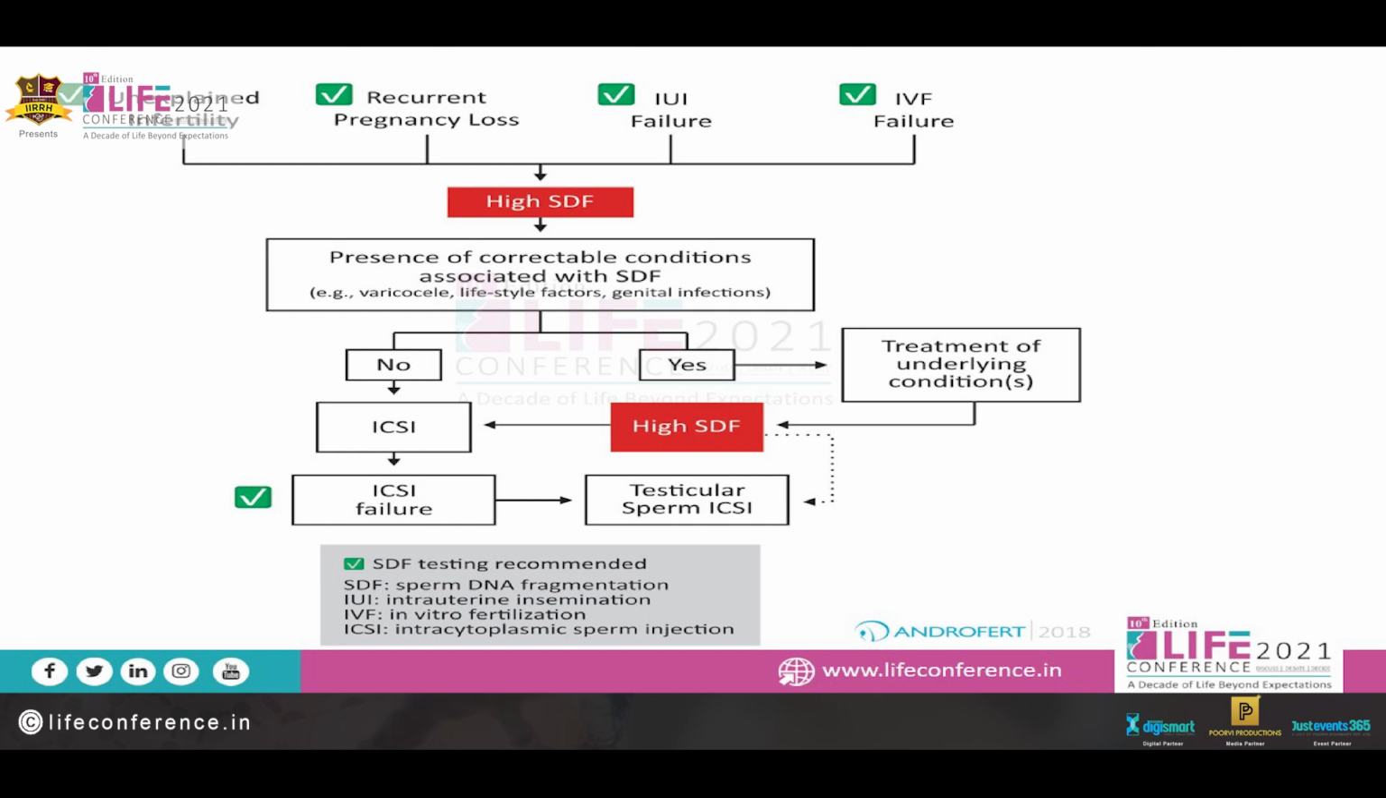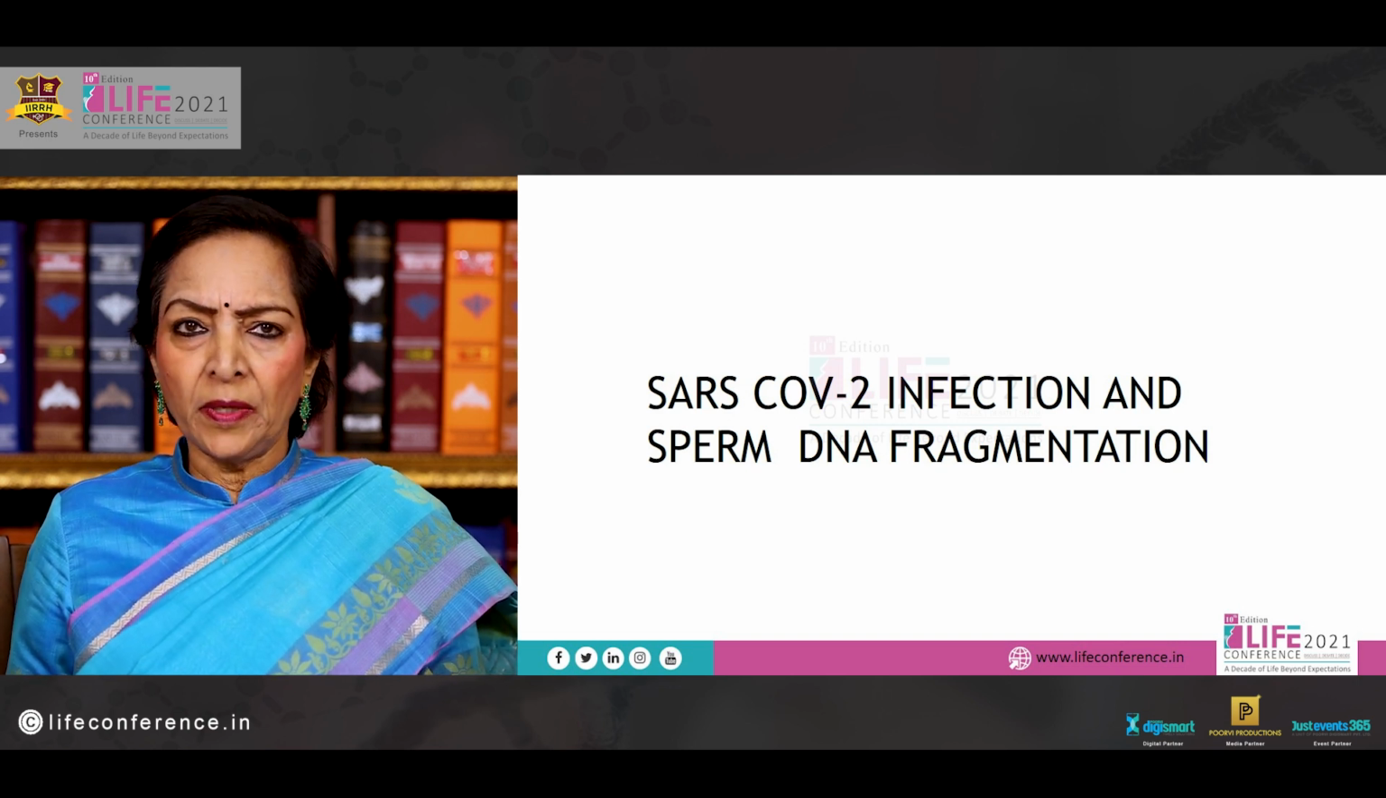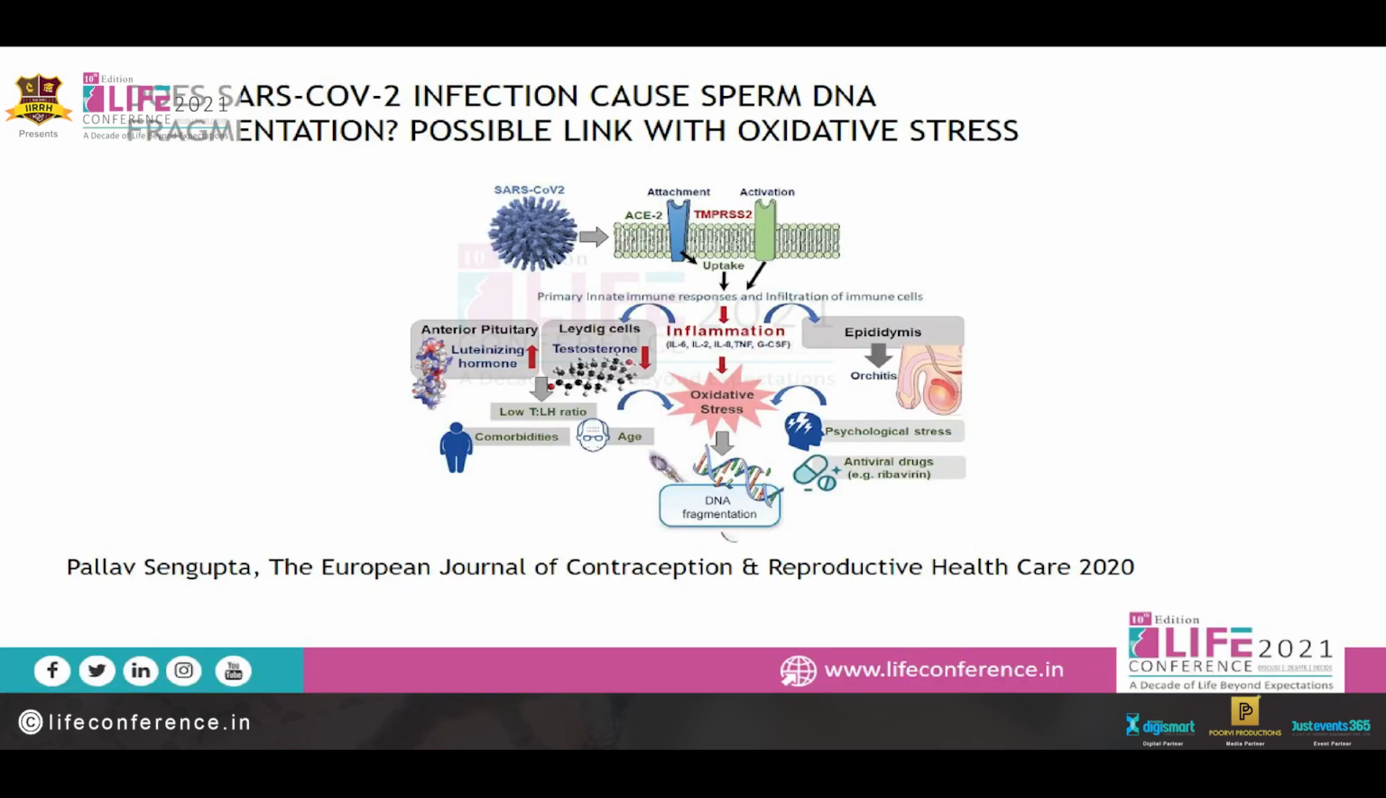If you look at the next slide, it would suggest the SARS-CoV-2 infection and sperm DNA fragmentation. Does the SARS-CoV-2 infection cause sperm DNA fragmentation? Possible link with oxidative stress? Well, we will have to look at this complex slide over here. The anterior pituitary luteinizing hormone as well as the Leydig cell testosterone, with a little bit of inflammation, acts on the epididymis as a result of orchitis, that is infection of the testes, and psychological stress. This is the one thing that leads to oxidative stress with a low TLH ratio, and as a result of comorbidities and age factors we have high DNA fragmentation. So, this definitely does affect. SARS-CoV infections are a cause of sperm DNA fragmentation.